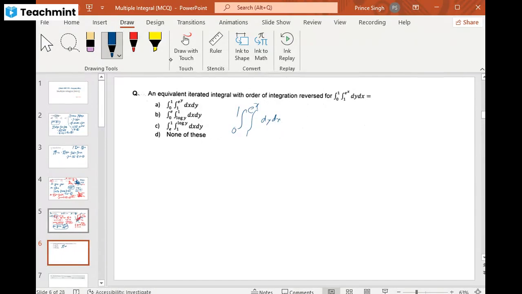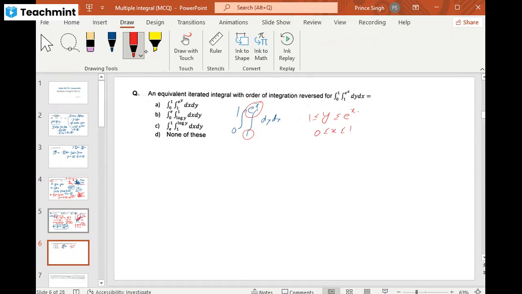Even you can see here, the inner limit is a function of x. So it means this limit is for the variable y. What is the lower limit of y? It is 1. Upper limit of y, e power x. Lower limit of x is 0, and the upper limit of x is 1.